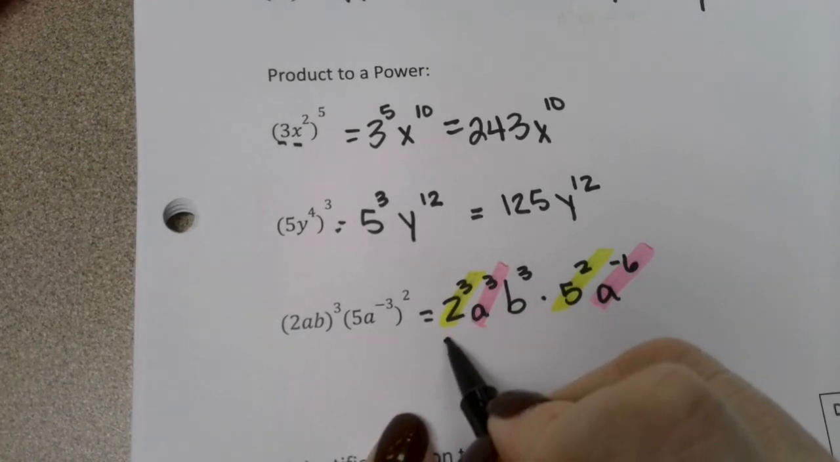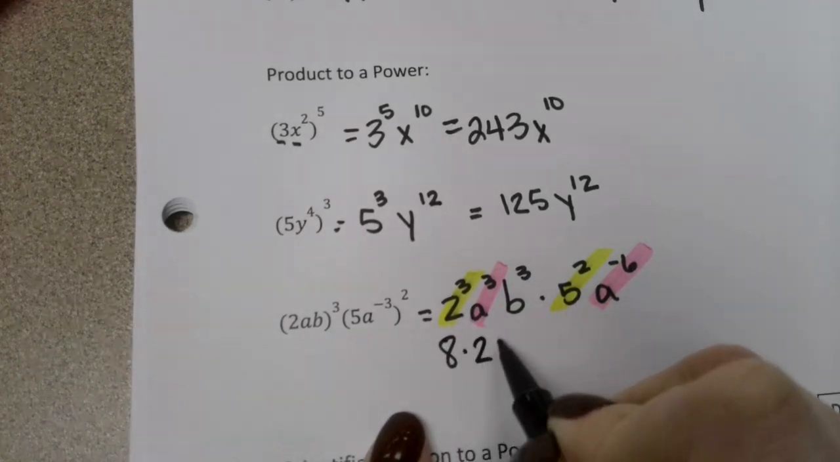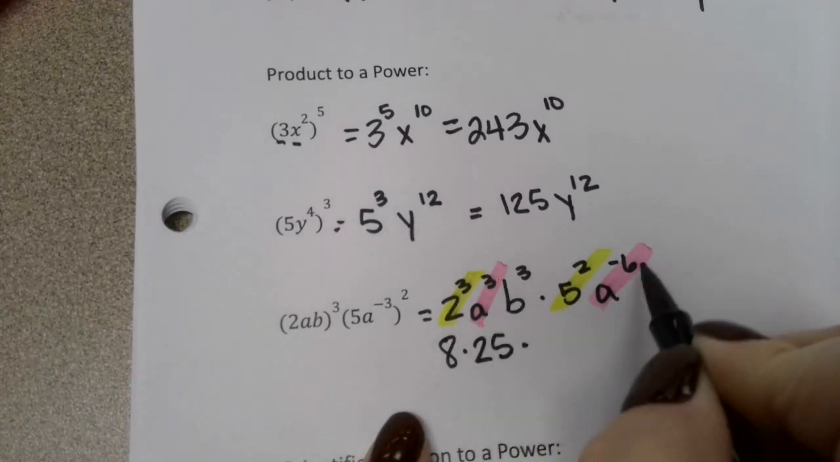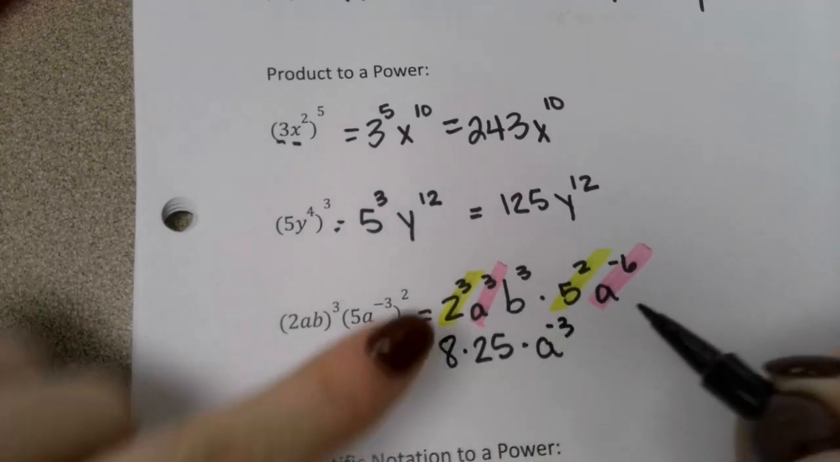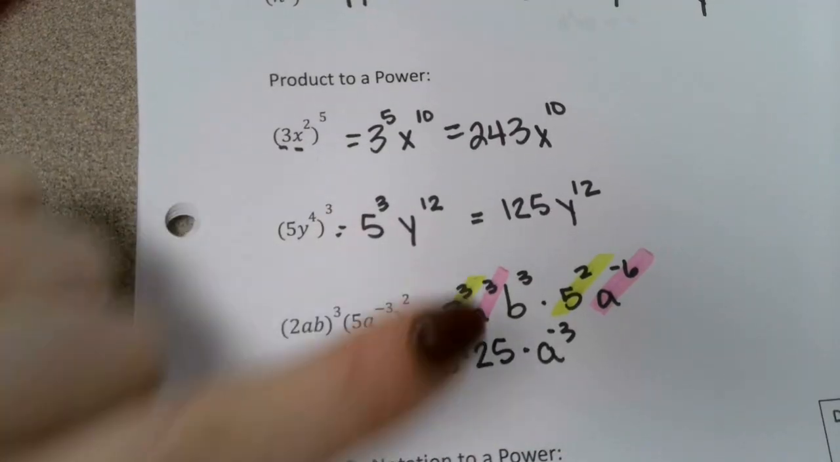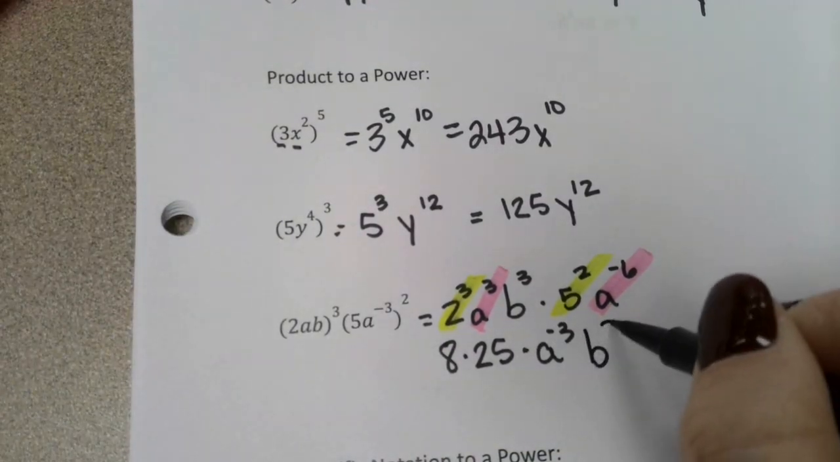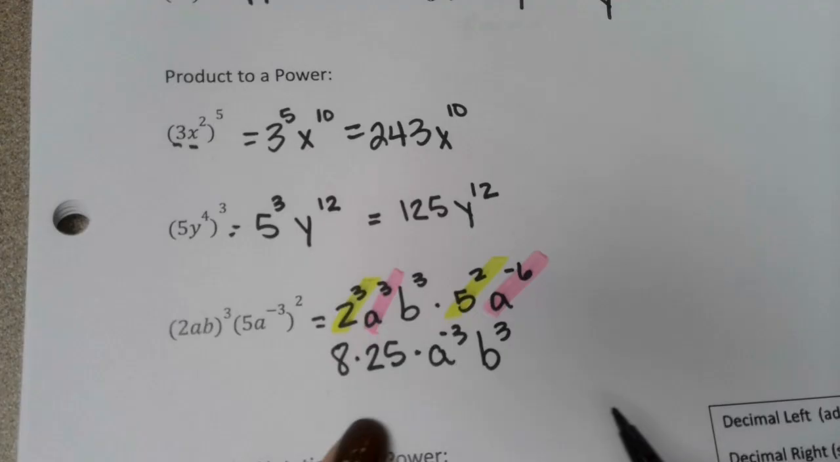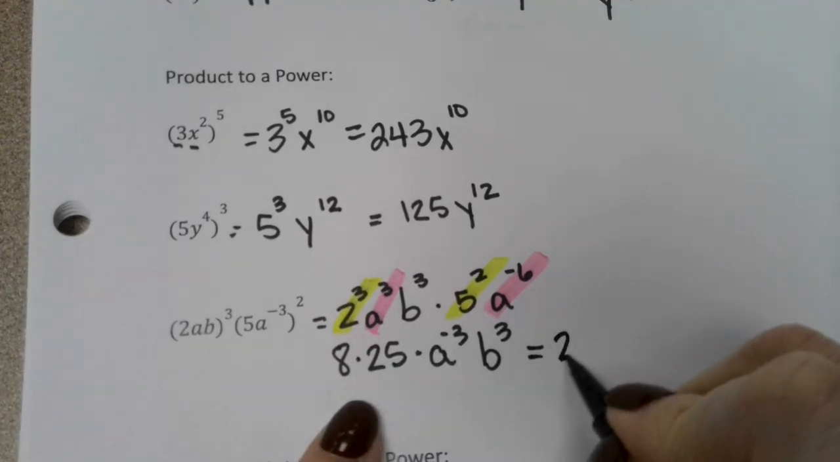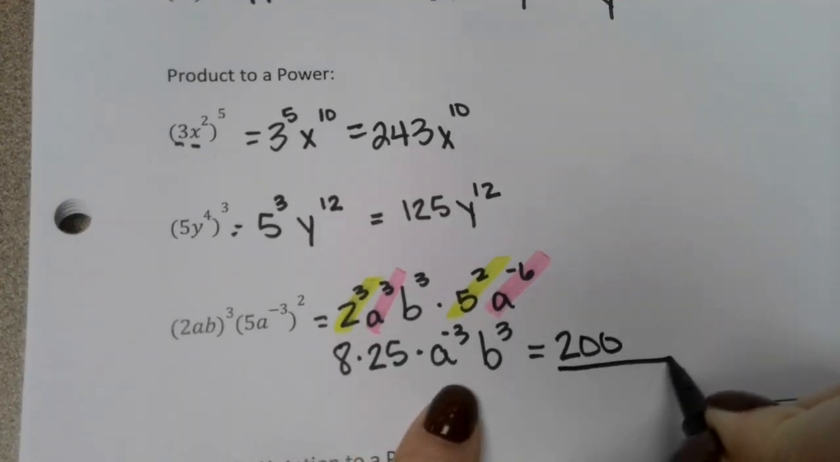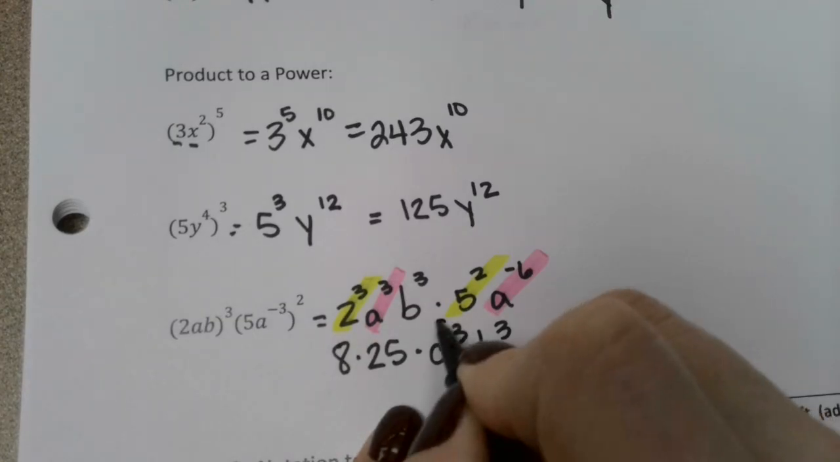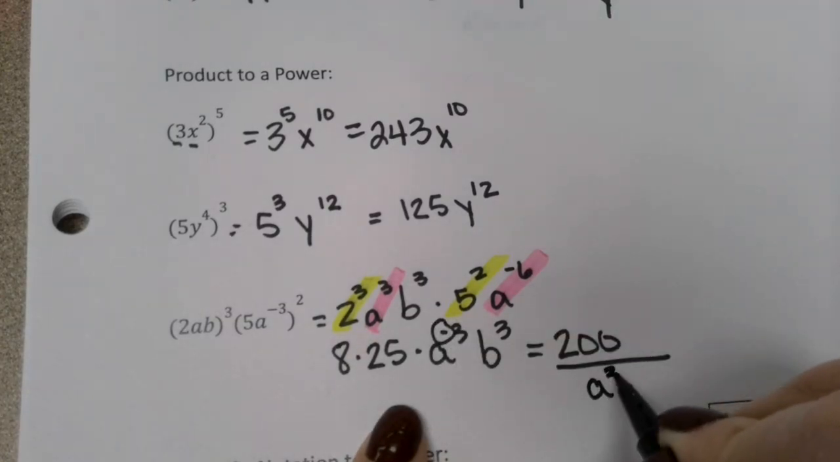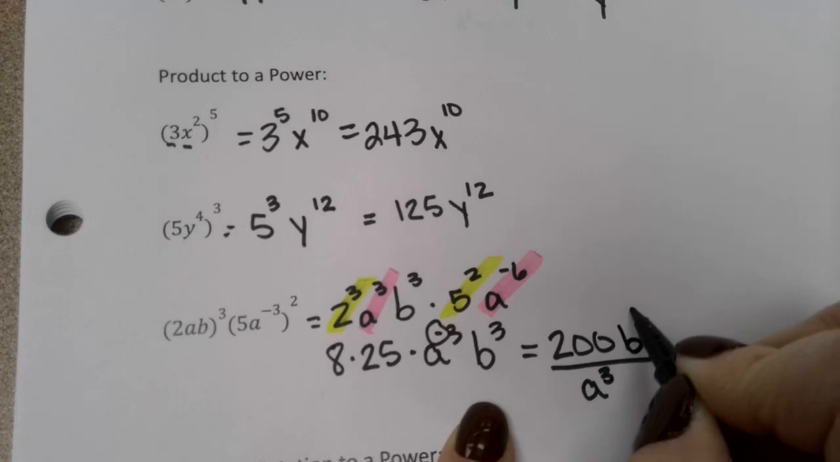So then this becomes 8 times 25. A to the negative 3rd then, because I would add the 3 and the negative 6 together, and then b to the 3rd. And then from there I would have 200 over, because that needs to now become division of, so a to the 3rd and b to the 3rd, like that.